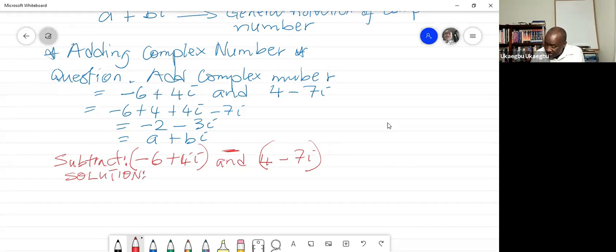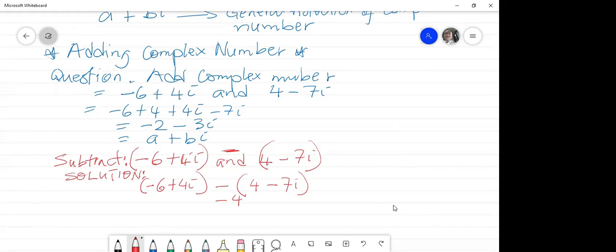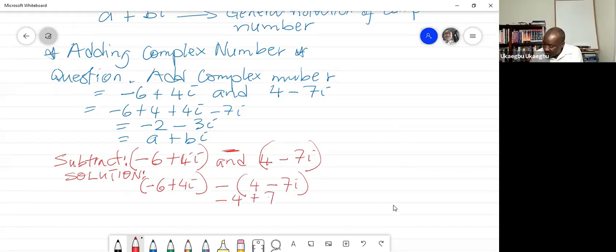I will just write negative 6 plus 4i minus bracket 4 minus 7i. I will first of all write it this way, and then I will open the parentheses. When you open the parentheses, you are going to have negative 4. Negative times negative is what? Positive. So you have positive 7i, and then you still retain the other side, which is negative 6 plus 4i.